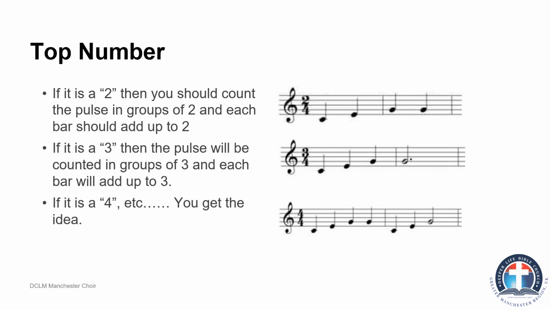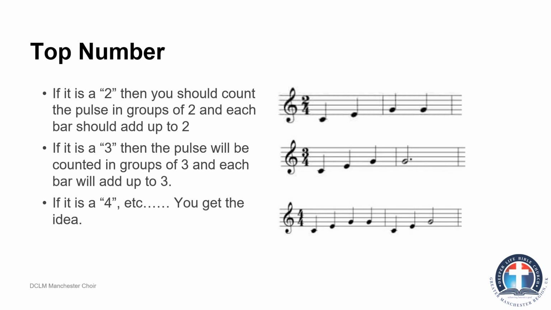If the number is 3, then the pulse will be counted in groups of 3, and each bar will add up to 3 again. 3/4, 3 on top, crotchet on the bottom, beats in a bar. So that's 1 crotchet, 2 crotchet, 3 crotchet beats in a bar. That's a bar line. And the next bar has a dotted minim. Remember, a dot adds half the value of the note to it. A minim beat will be 2 beats. And if you add the dot, half of 2 is 1. 1 plus 2 is 3. So you have 3 crotchet beats in this bar just by a dotted minim alone.